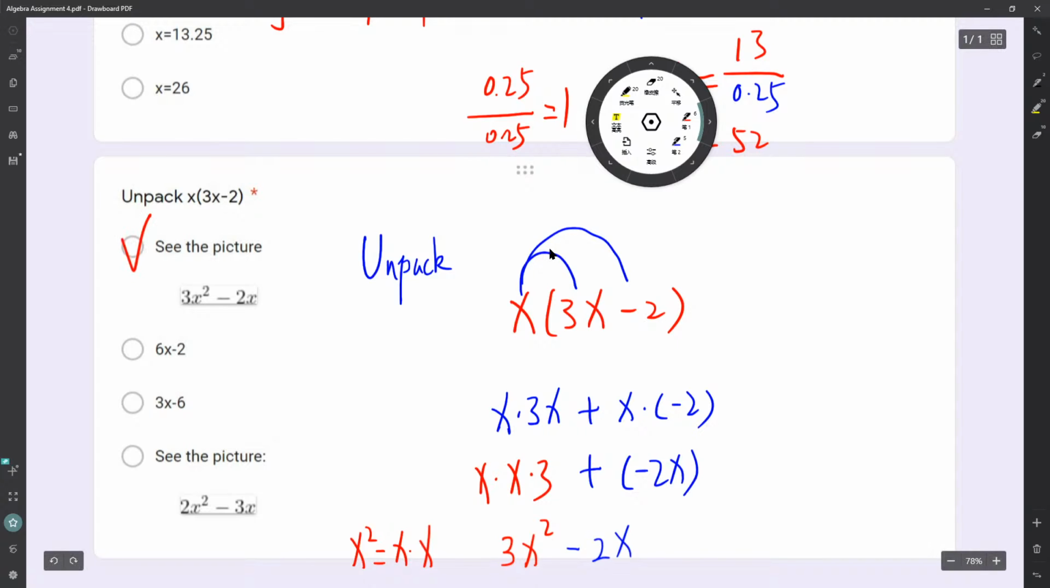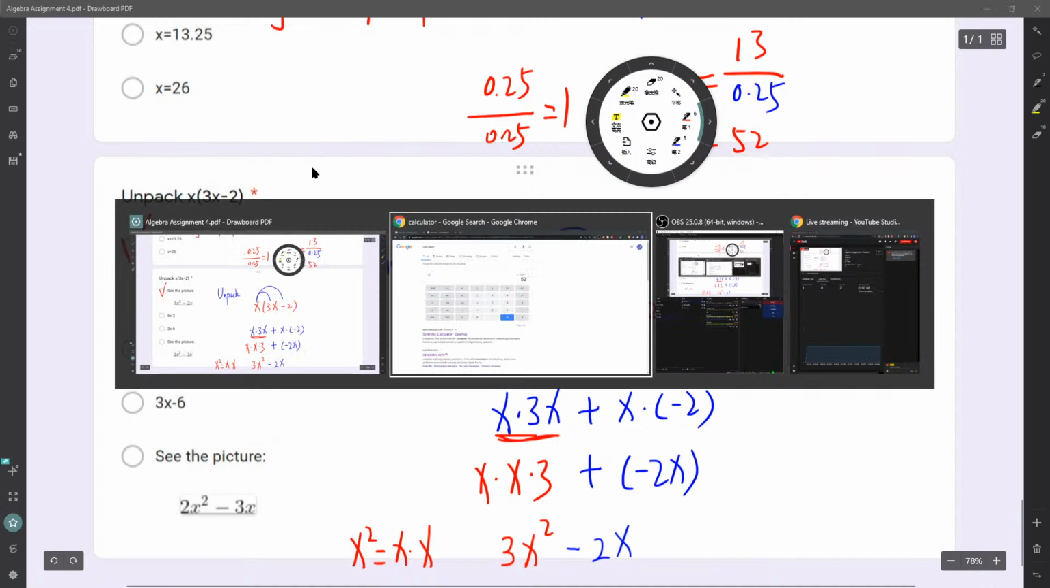So you can see the principle is still the same. It's just like when we have this, we find out this is going to be x times x. It's a square, so 3 times x squared. And this is -2x, subtract 2x. Right? It's the same thing as we did previously. Okay, so that concludes our review for the fourth assignment.